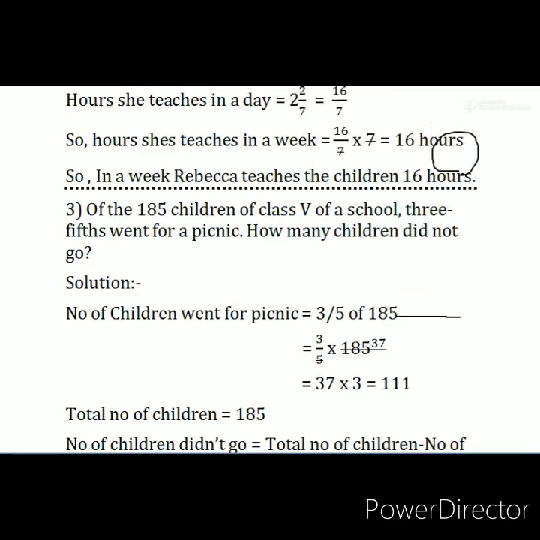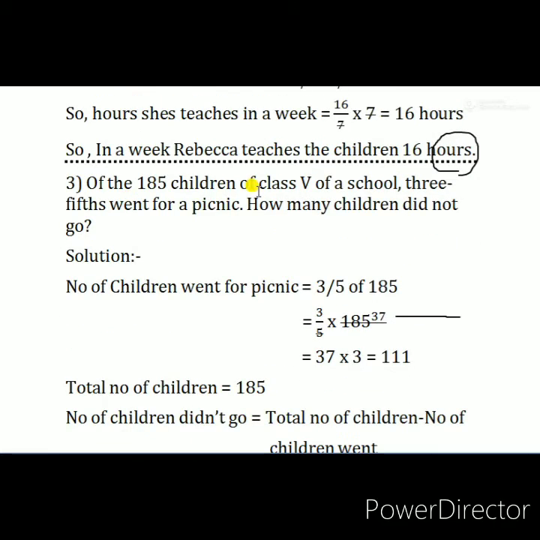Of the 185 children of class 5th of a school, 3/5 went for a picnic. How many children did not go? Here, read the question 2 times. Of the 185 children of class 5, that means 185 total children are there in the 5th standard. Out of that, 3/5 went for a picnic. Out of 185, 3/5 part of the children went for a picnic, and how many children did not go there?